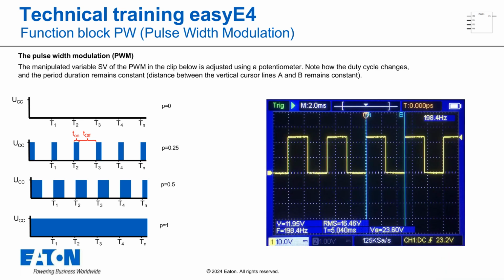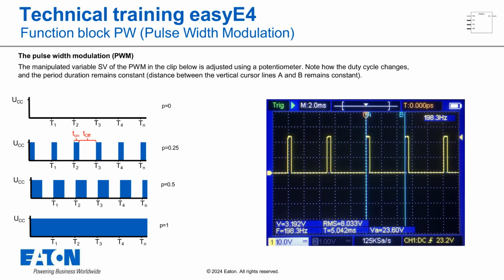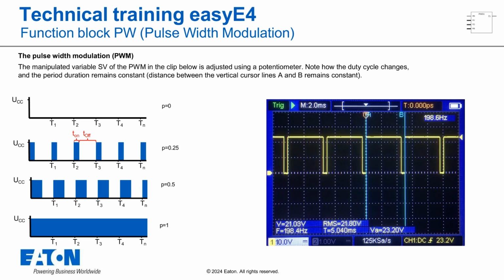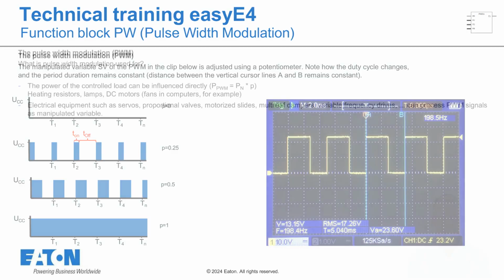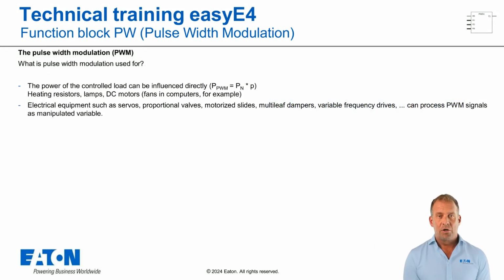If the pulse width modulation is displayed on an oscilloscope, pulse and pause time can be observed or measured. An analog signal from a potentiometer was used as the control variable. Between the vertical cursors A and B, you can see the set period duration of about 5 milliseconds. If the variable SV is varied with the potentiometer, it can be seen that the pulse width changes, while the period duration remains constant.